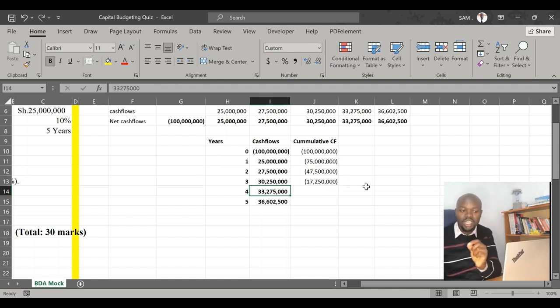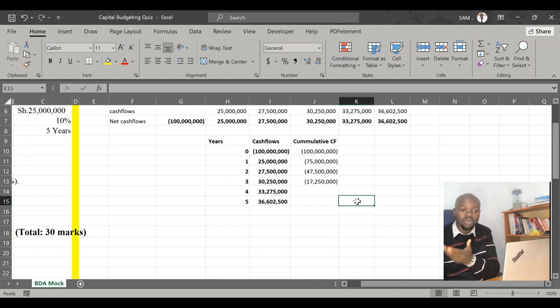And which portion is it? It is the 17,250,000 out of the 33.75. So my payback period will be 3 years plus the fraction of the cash flows I'm going to recover in year four. So it is 3 years and some months. And those other months will not total to a full year, because I'm not going to recover all the cash flows in year four. So my payback period cannot go to 4 years. It is 3 years and some months which overlaps to year four, right?